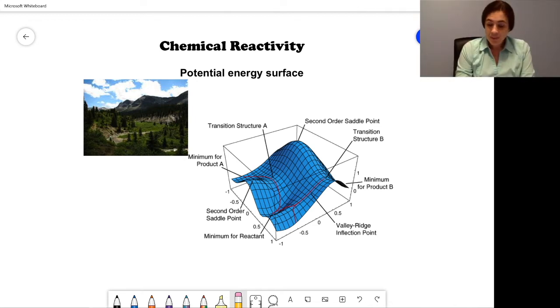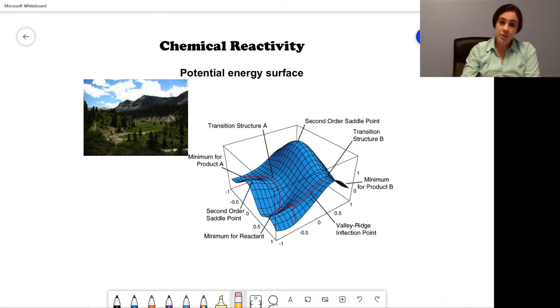Hello everyone. So today we're going to start off the next section of our course on chemical reactivity, where we are going to talk about how molecules collide and rearrange to form new molecules, the speed at which they do it, and how much of that is formed. So we're going to do this by talking about energetics and specifically potential energy surfaces.